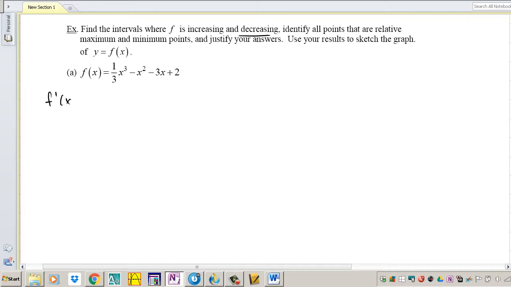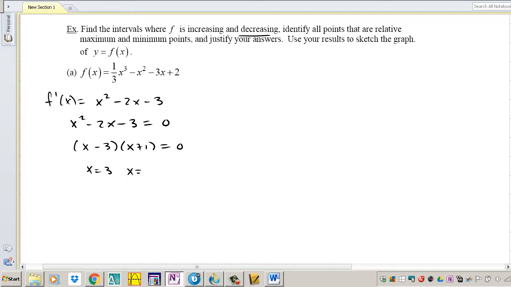So let's find the derivative. Set it equal to 0, and then we solve by factoring first. So it's (x - 3)(x + 1). And then when we set those equal to 0, we get x equals 3 and x equals -1, and those are my critical numbers. Always label those as your critical numbers.